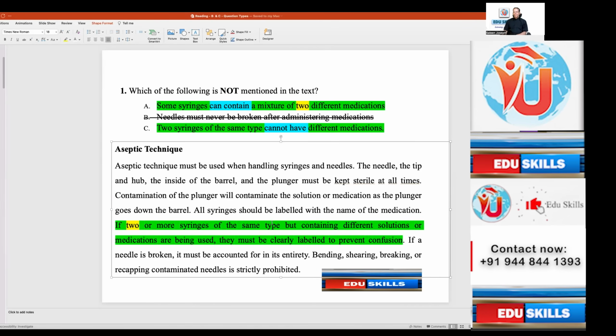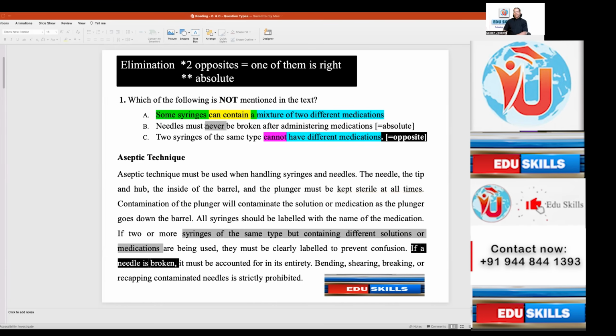One more strategy I told you is contrast, right? When there is a contrast word, you can immediately launch there. Now you see more syringes of the same type containing different solutions. After the contrast word, you have the answer here. Elimination is the method, but then you can cross-verify and cross-check with all these other strategies as well. Again, you have one more elimination here if you want to eliminate.